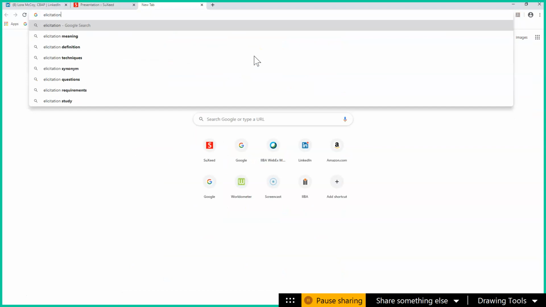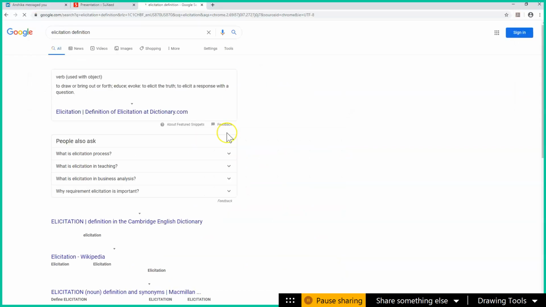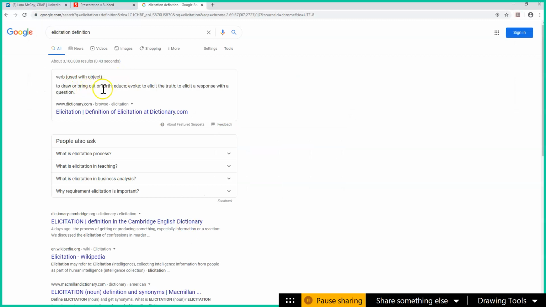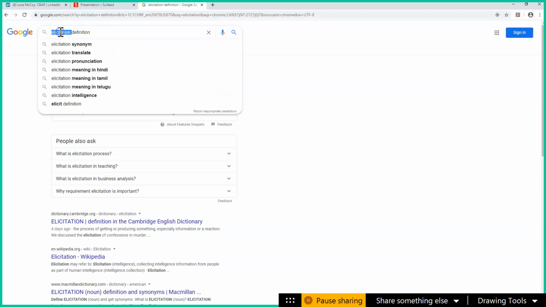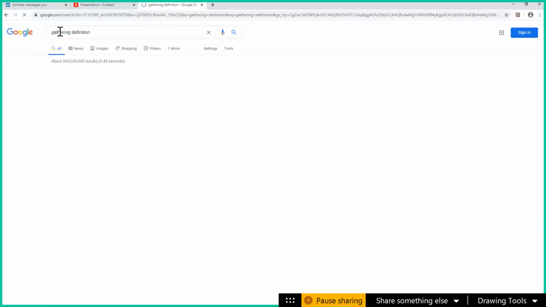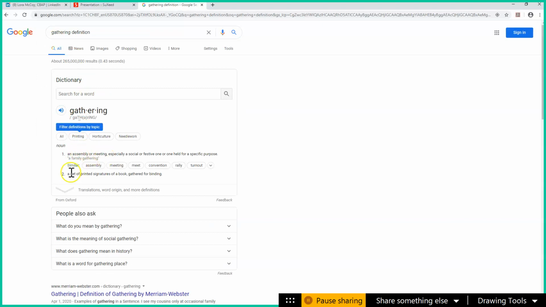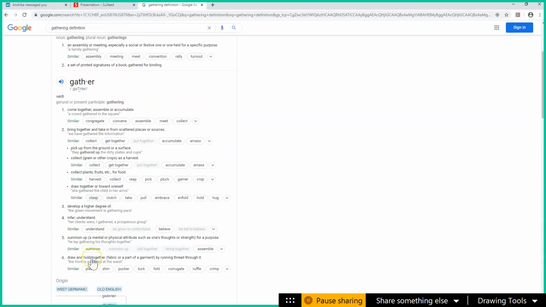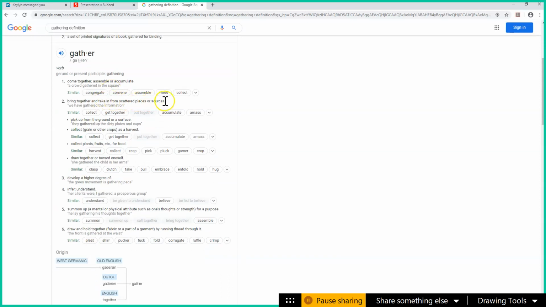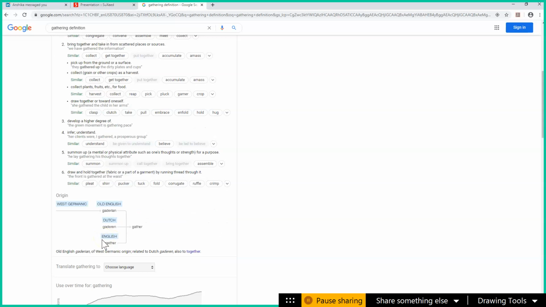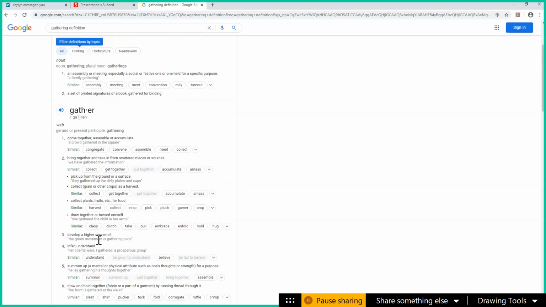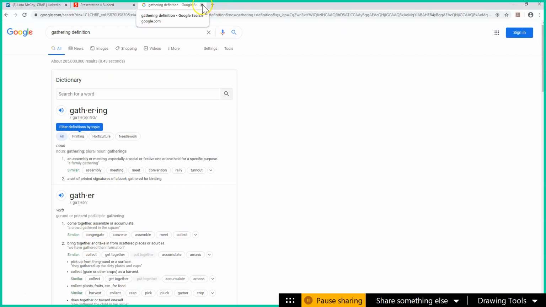So if I look at the elicitation definition: to draw or bring out or forth, educe, evoke, to elicit the truth, to elicit a response. If I change that to gathering, an assembly, okay, so that's not helpful. Take in from scattered places or sources, pick up from the ground or surface, collect as a harvest. So it's about the fact that it's there. You can see it, you pull it together. Elicitation is more direct effort and requires more skill.